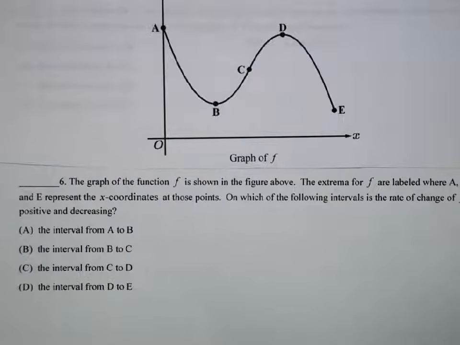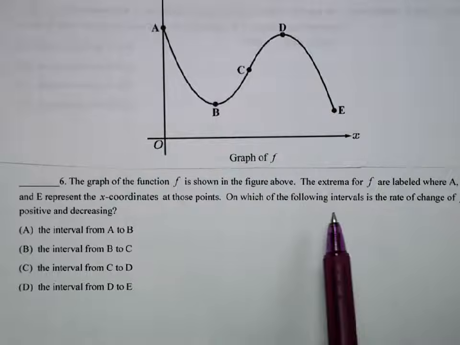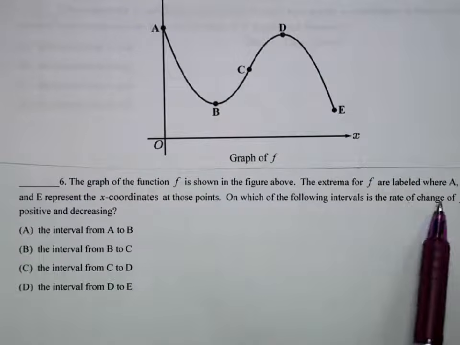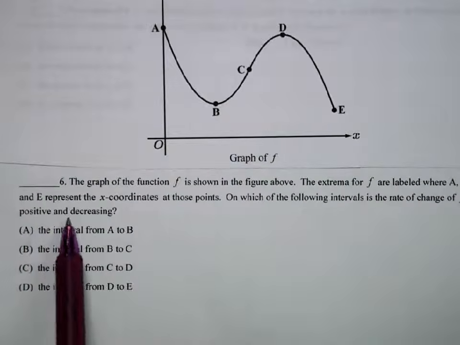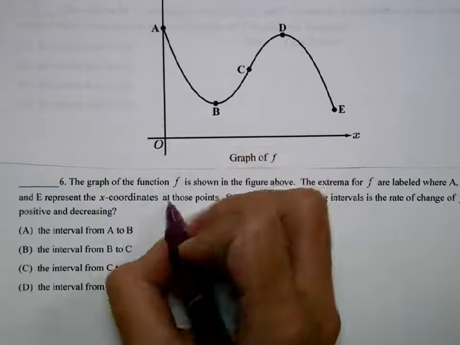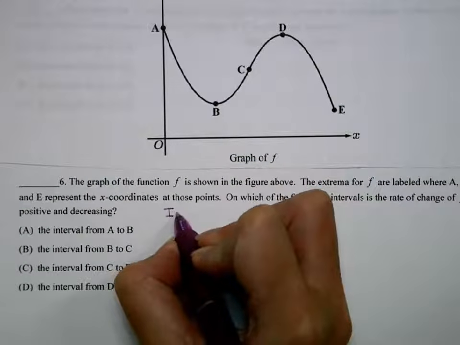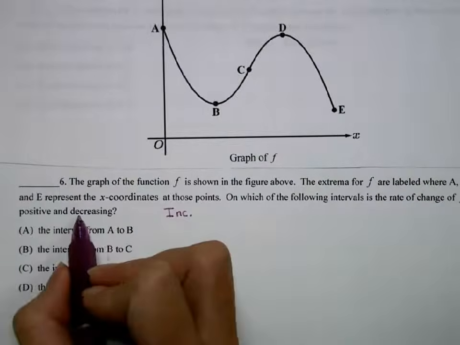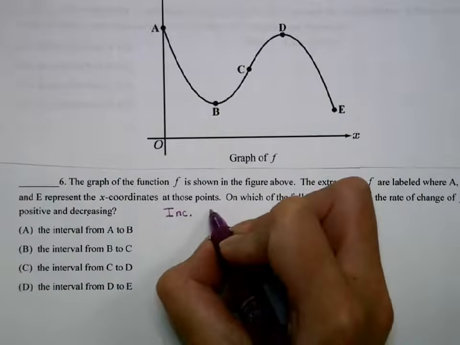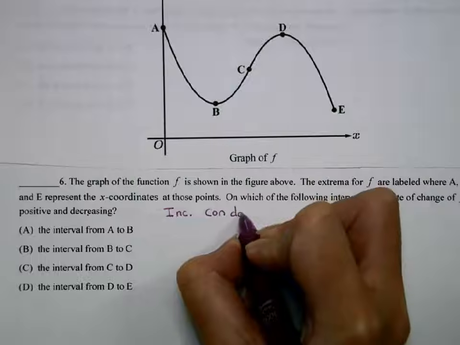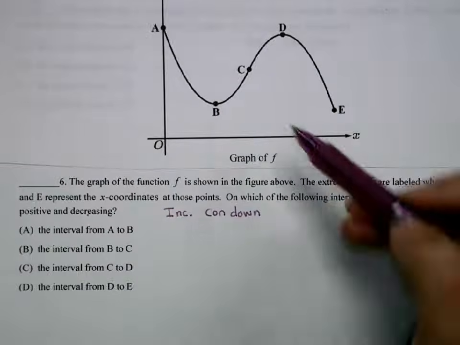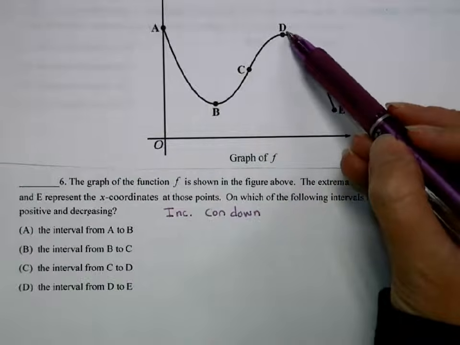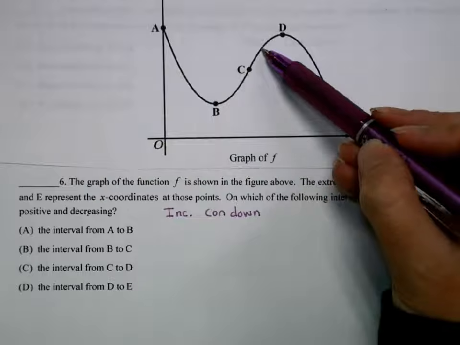Okay, same graph. This time we're looking for on which of the following intervals is the rate of change positive and decreasing. So that tells me on the graph, if the rate of change is positive, we're looking for the graph to be increasing. And if the rate of change is decreasing, that is again concave down. So increasing is this whole portion here. The part of it that is both increasing and concave down is from C to D.